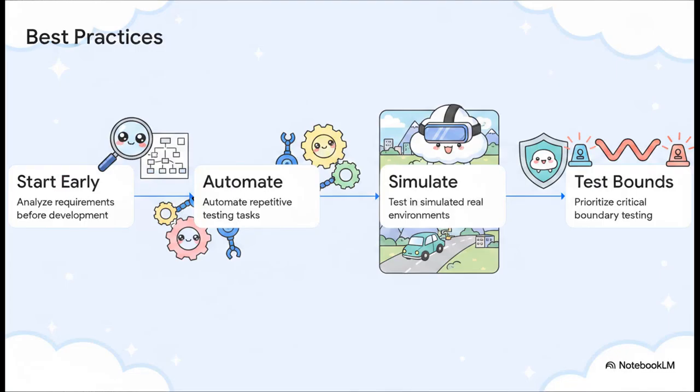But to solve these problems, engineers rely on some really strict best practices. They start early, analyzing requirements relentlessly before the development phase even kicks off. They automate as many repetitive testing tasks as possible to ensure super consistent results. They also leverage advanced simulated environments and, increasingly, cool new updates like cloud testing to mirror actual usage without having to wait around for physical hardware. And finally, they prioritize rigorously testing those critical safety boundaries to guarantee total, absolute stability.